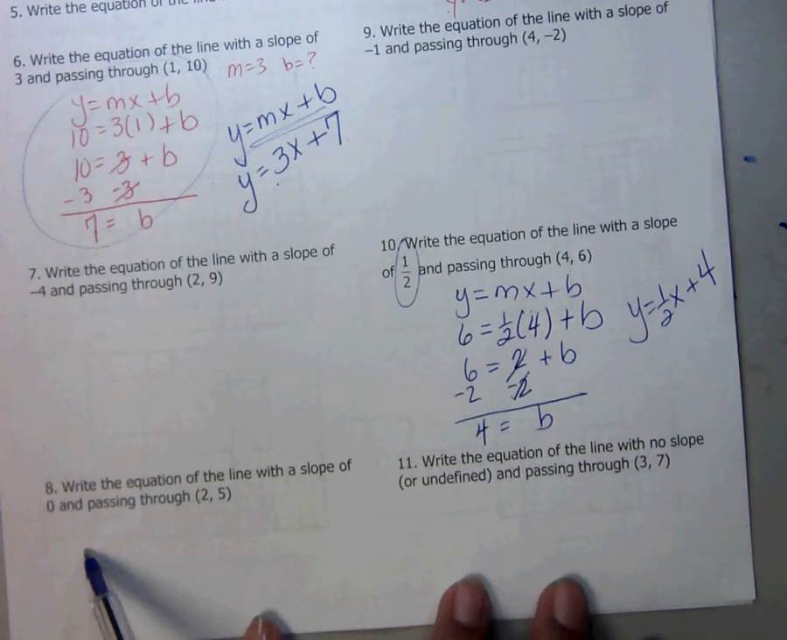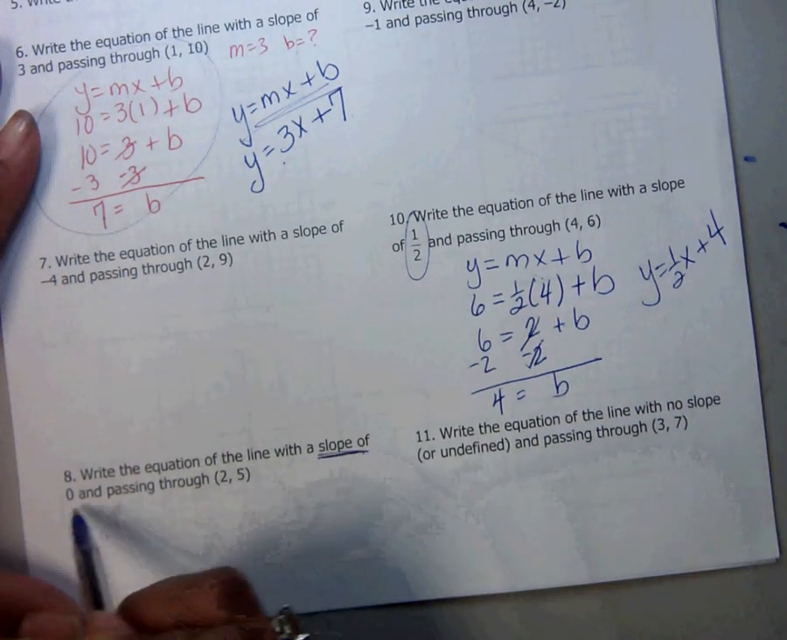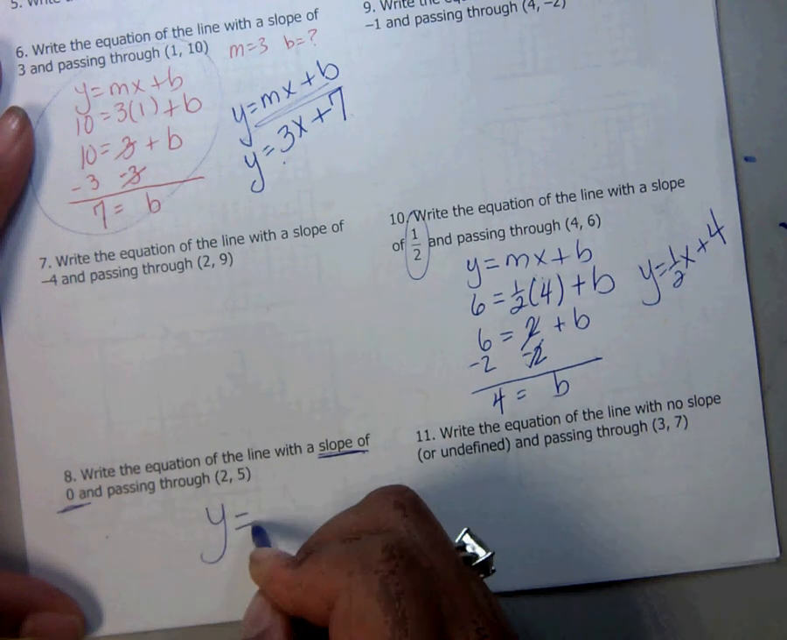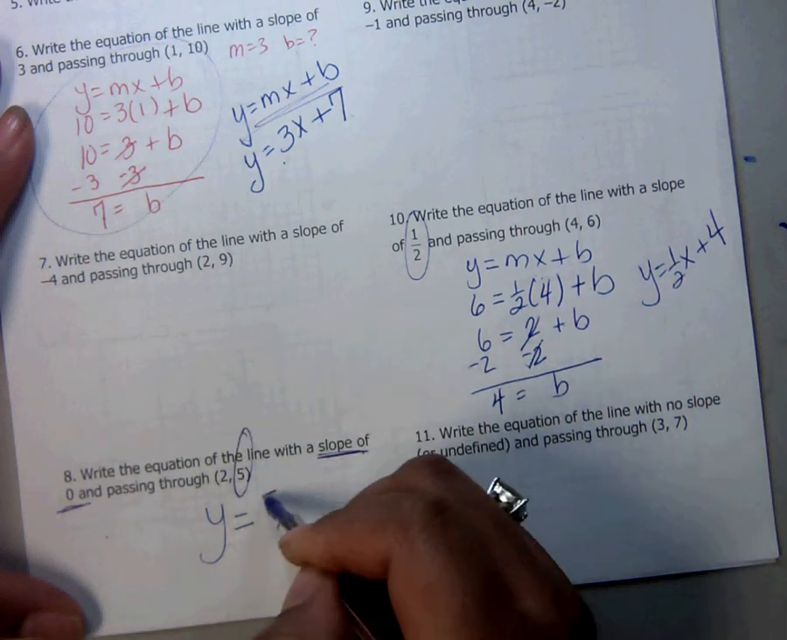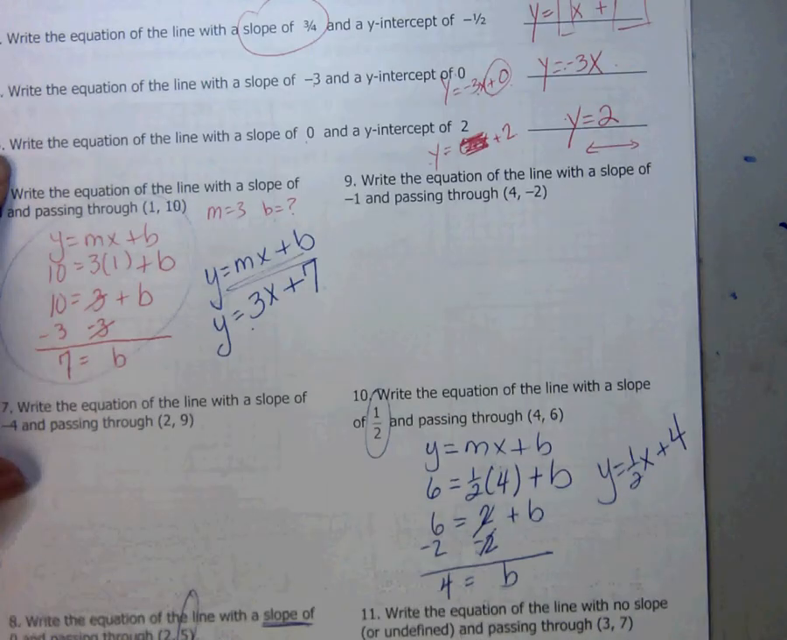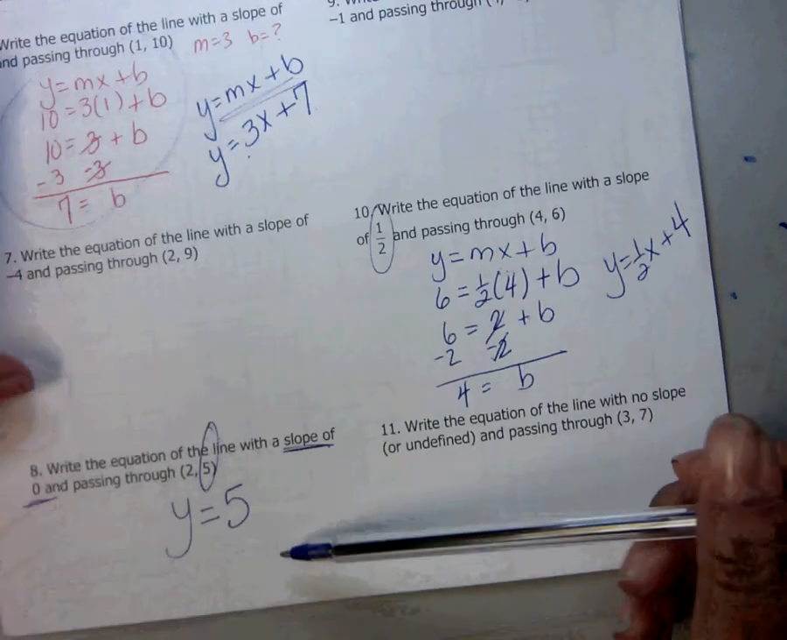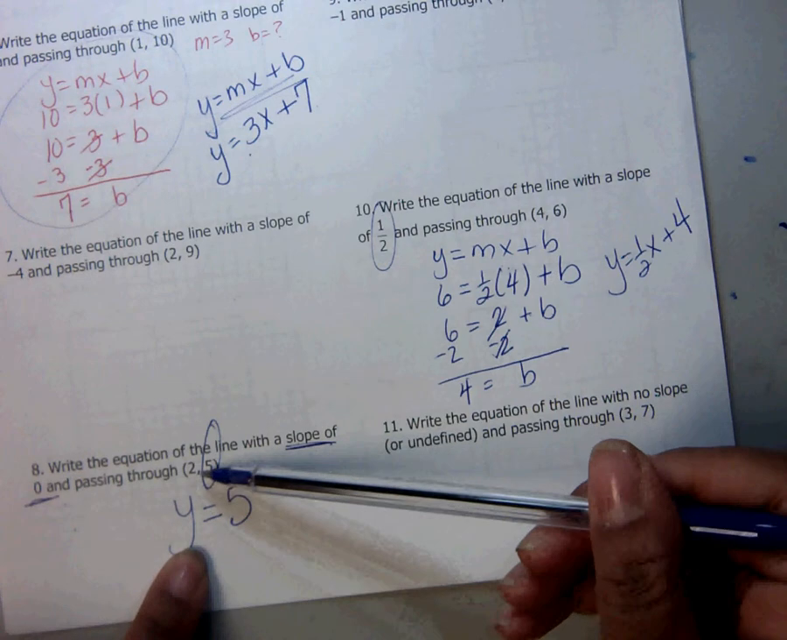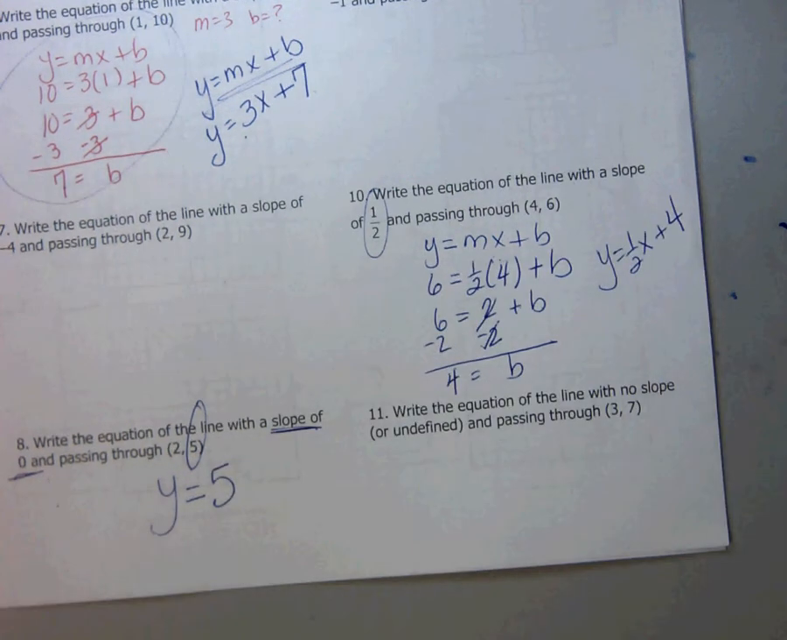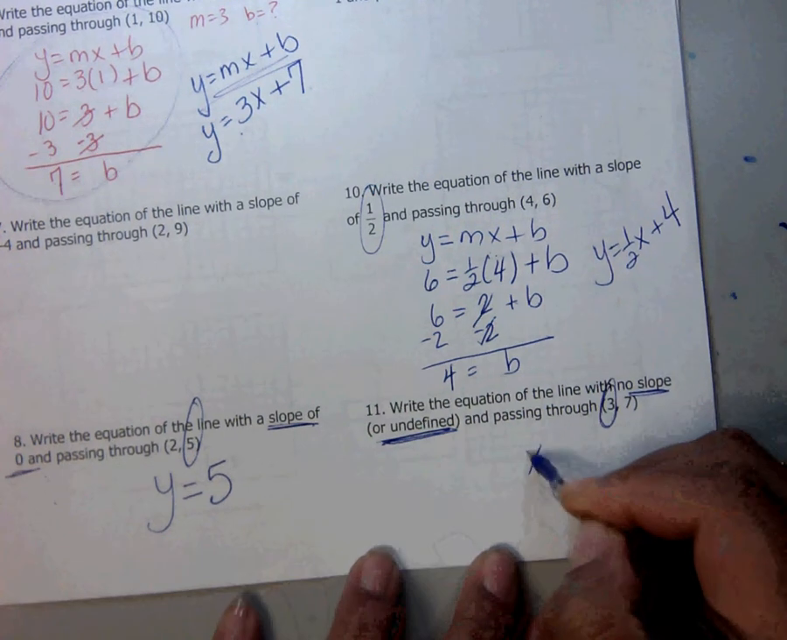Number 8, I'm not going to do, yes I am. It says 0 slope. Slope of 0, that means y equals some number. And what does y equal? 5. Number 8 is just like this problem up here, number 5. When the slope was 0, it was y equals a number. Same thing here. Y will equal 5 if I want 0 slope through this point. If I ask for undefined slope, I look at the x only, and it's x equals 3.